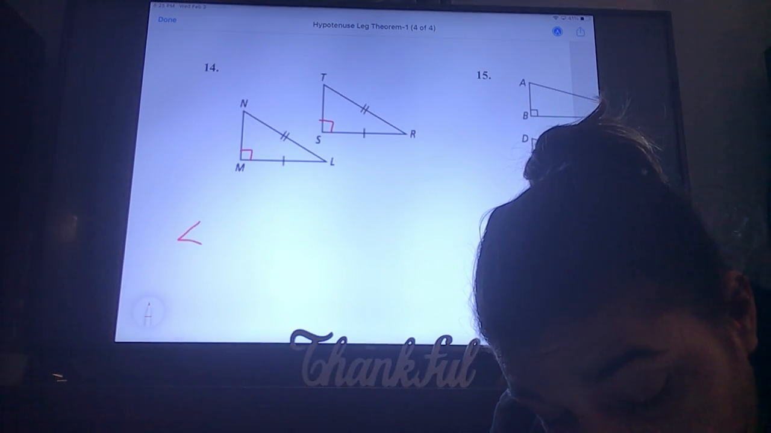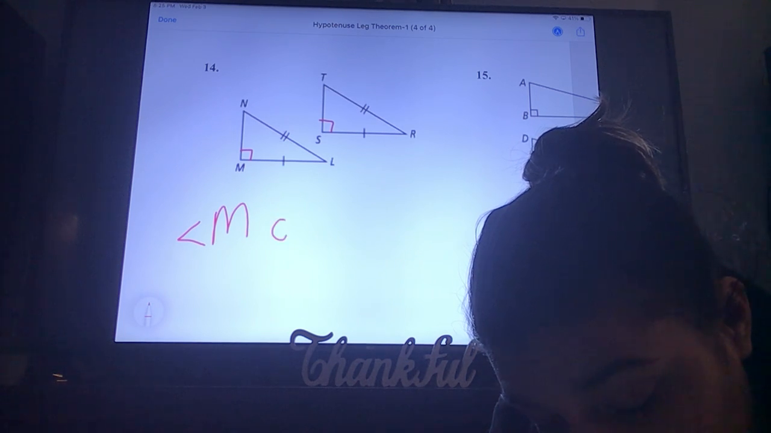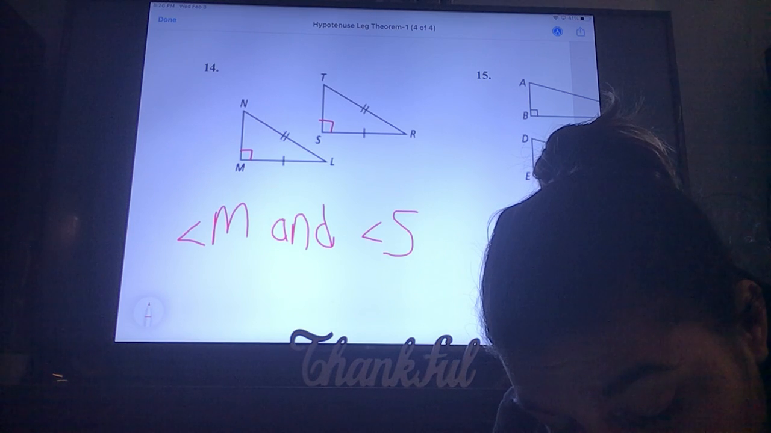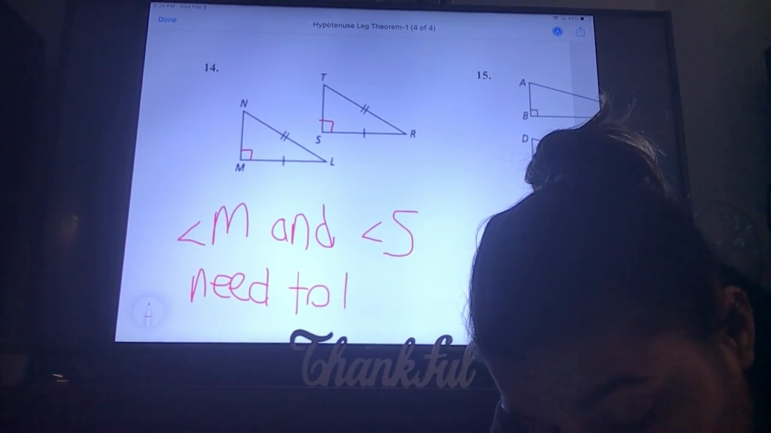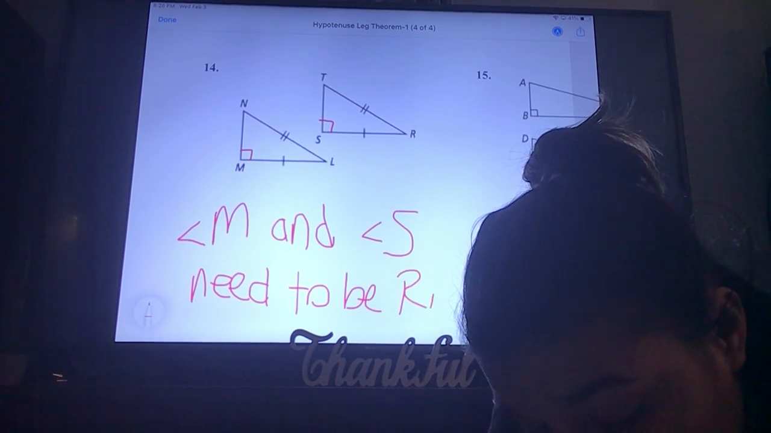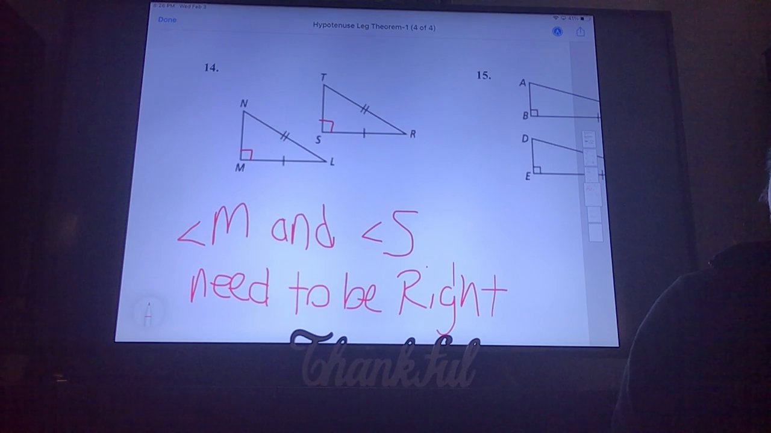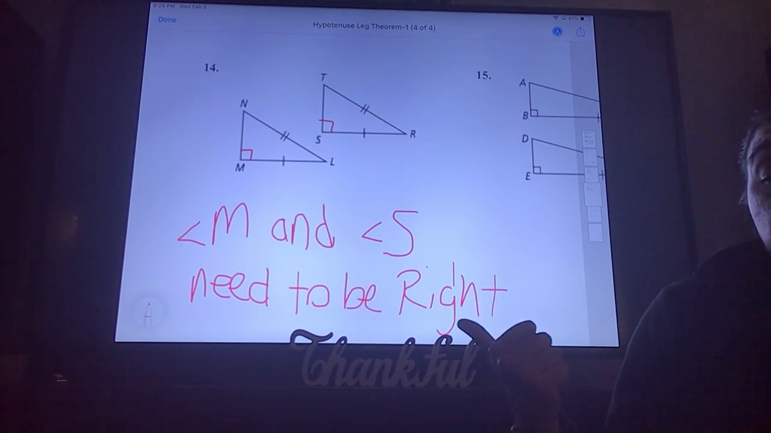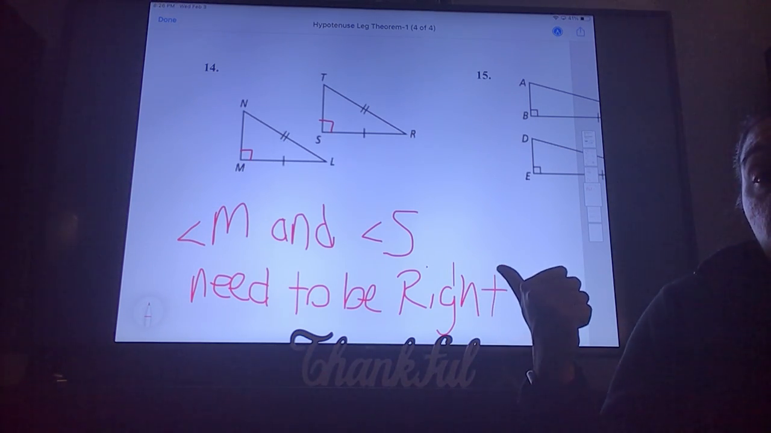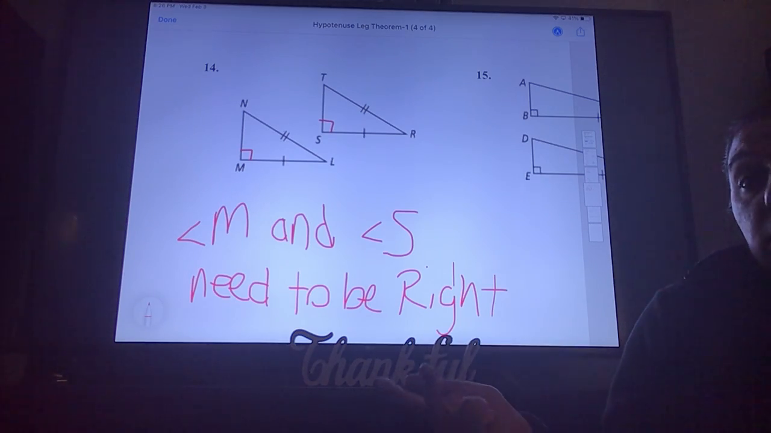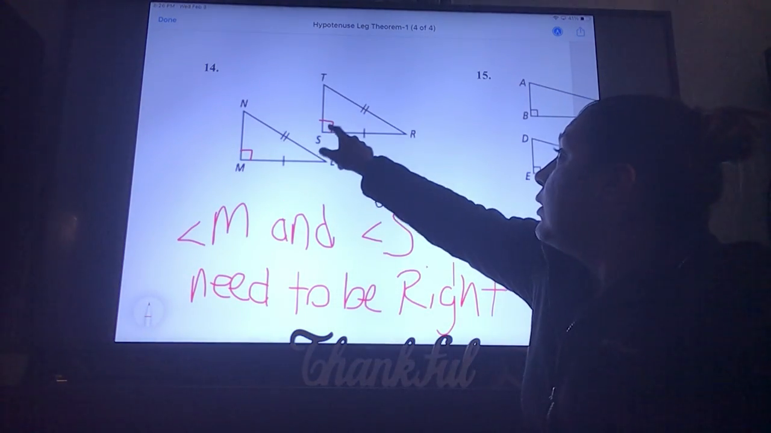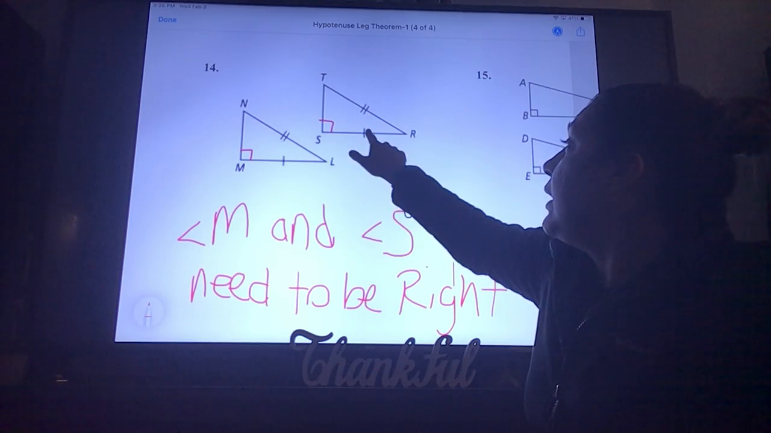Okay, so you're going to say angle M and angle S need to be right. They need to be a right angle for that to work. Okay, the hypotenuse leg theorem tells us we need right triangle, congruent hypotenuse, congruent leg. We got right triangle, congruent hypotenuse, okay, and congruent legs.